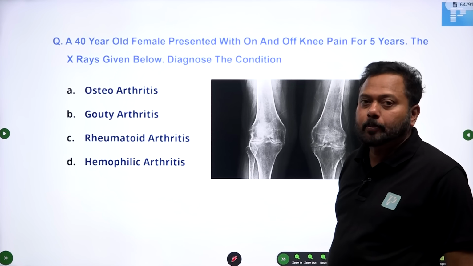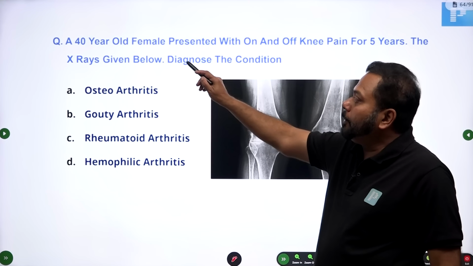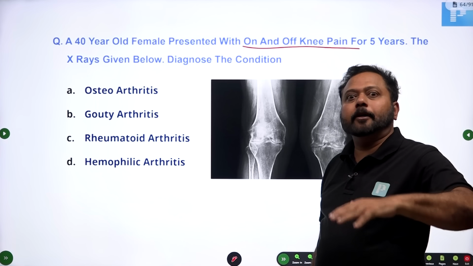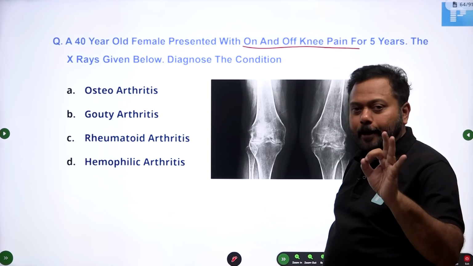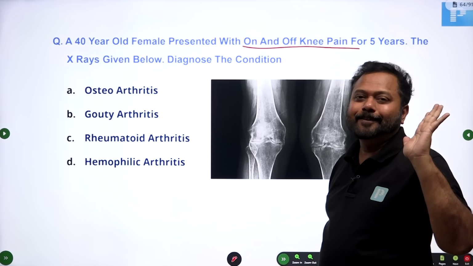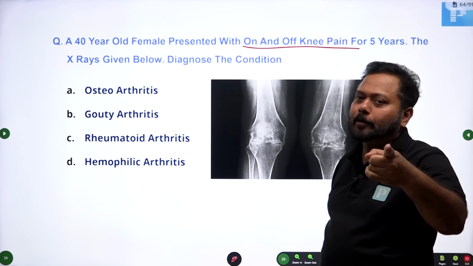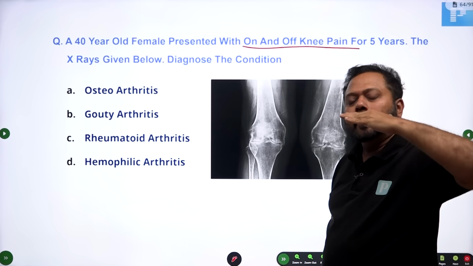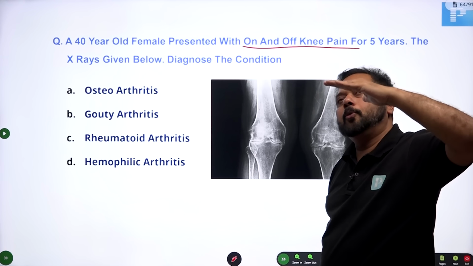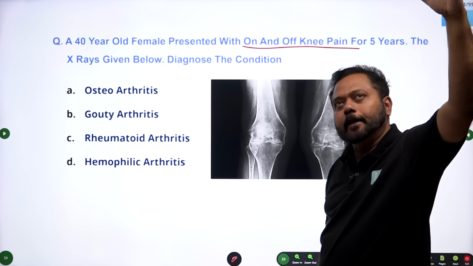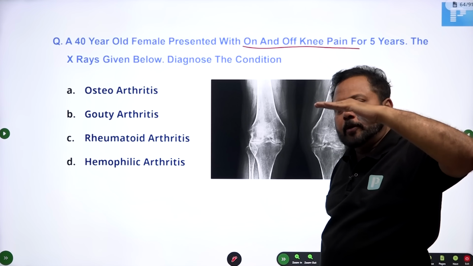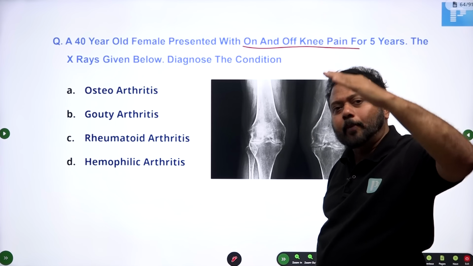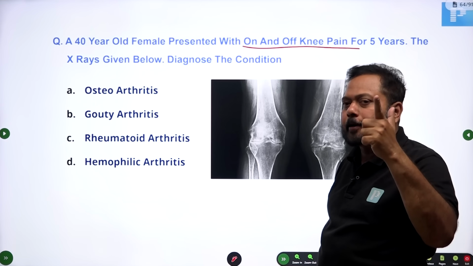Coming to the next question. This is again an image-based question. Carefully look at the X-ray. A 40-year-old female presented with on and off knee pain, waxing and waning, not continuous. So the diagnosis is inflammatory arthritis. Continuous pain, degenerative arthritis. You should be very careful. A female patient with continuous knee pain slowly worsening over years is degenerative. If pain is there for 2 months, suddenly without any explanation pain comes down, again pain comes, this is called waxing and waning of symptoms. It should be inflammatory arthritis.